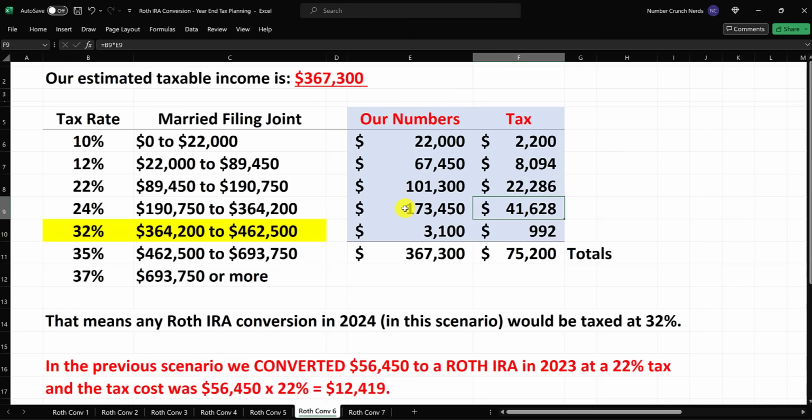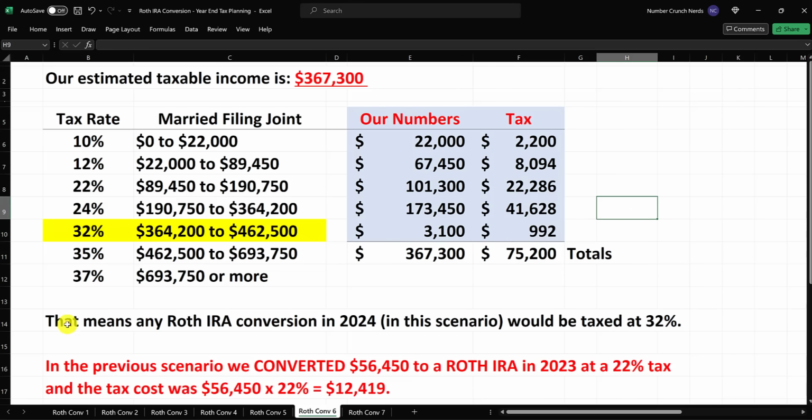And then the next $173,450, which again is $364,200, the top of the bracket, minus the amounts in all the previous brackets, is going to be taxed at 24% right here. And then finally, in this example, because we have $367,300, there's an additional $3,100 that goes into this bracket. That's going to be taxed at 32%. So when you add up all these numbers, that's how you get to your total taxable income estimate. And this would be the total amount of tax right here on that. Now, what is this telling us?